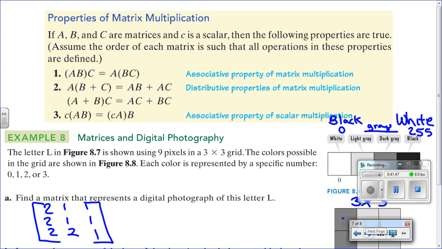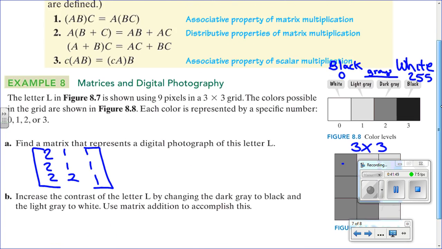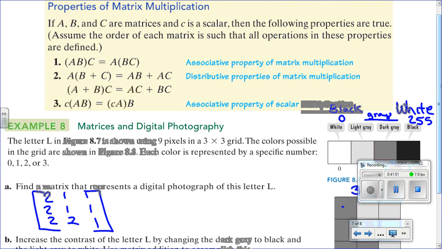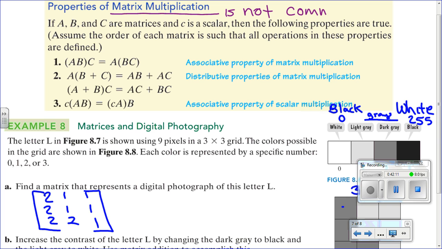Of course, all those properties also hold, they're true. However, the only one that we don't count here for matrix multiplication is not what? Commutative. Like AB does not equal BA.